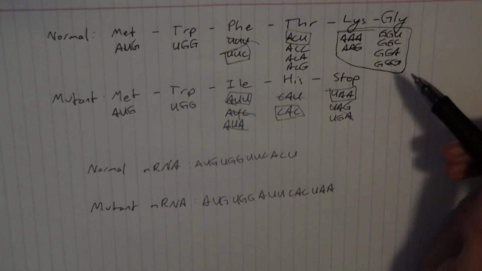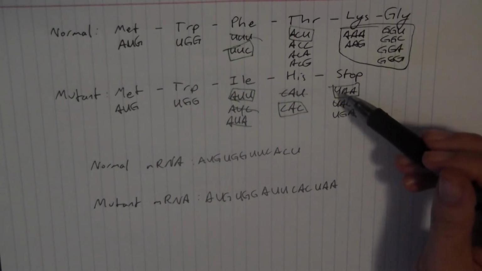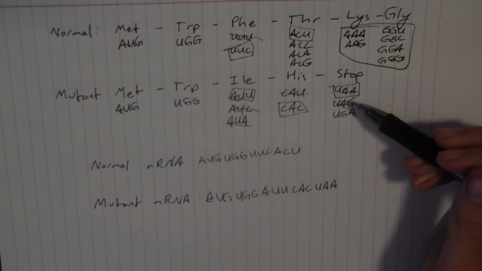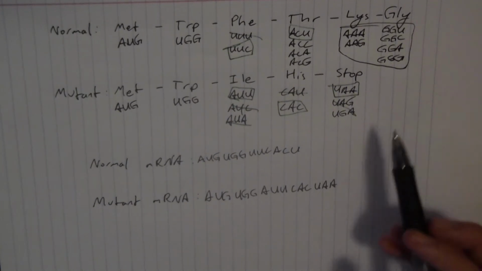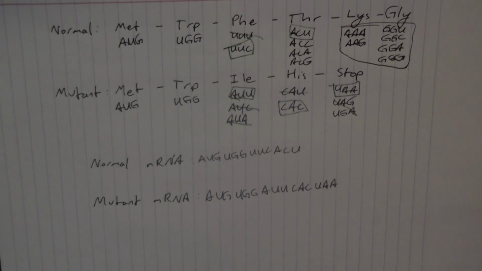And what this has done is it has caused a nonsense mutation with the addition, meaning that the stop codon was created where it wasn't supposed to be created, which has caused the protein to become significantly shorter than the non-mutated protein.